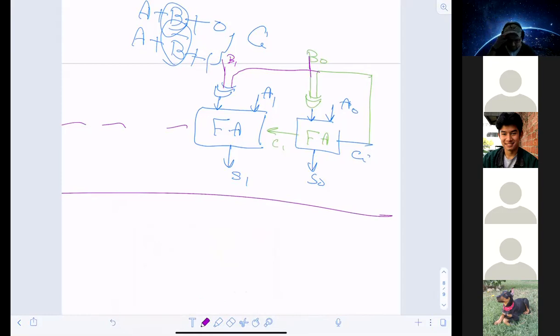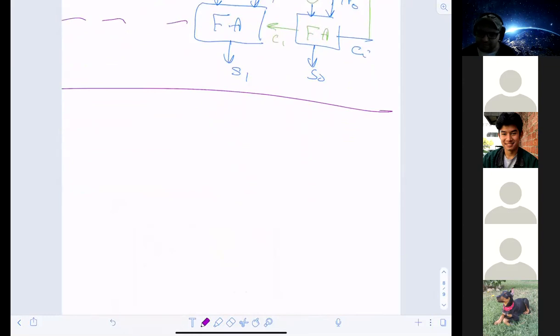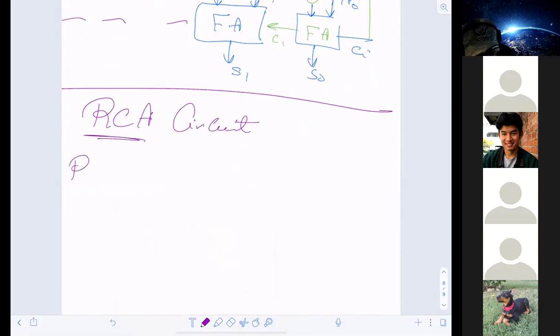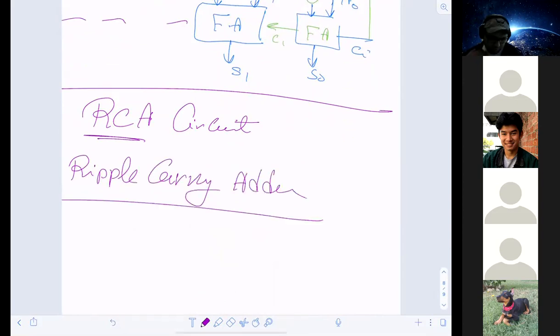4 bits as a subtractor, right? And what I actually described to you today is called, to be very, very specific, an RCA circuit, which stands for ripple carry adder. What does it mean, ripple carry adder?